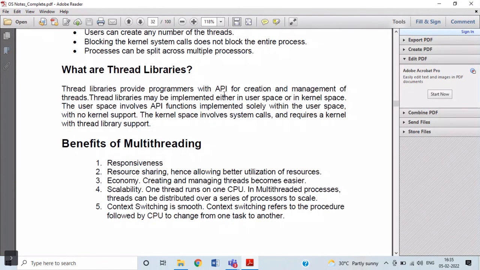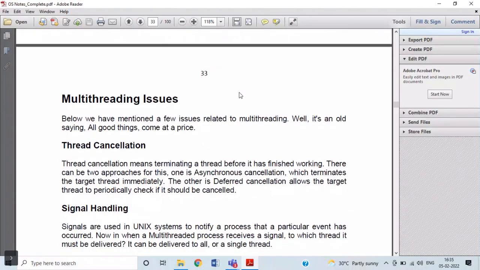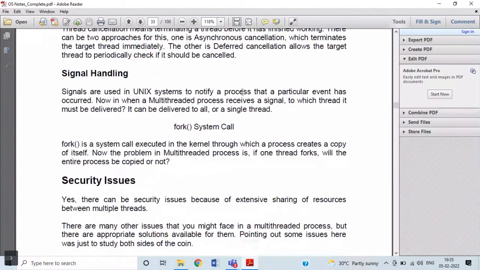So these are all the theory part that you can study by yourself. Okay, so what are the thread libraries and benefits of multi-threading and all? Okay. So I won't. Okay. So these are all about the threads.